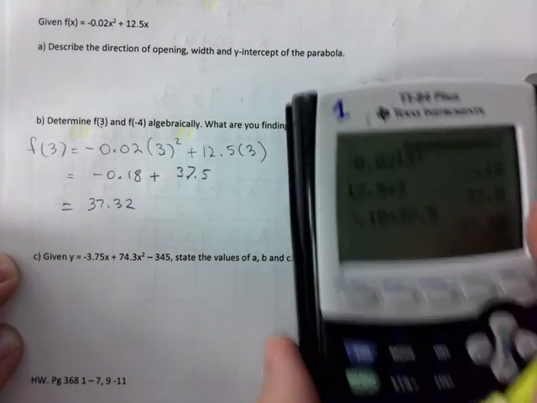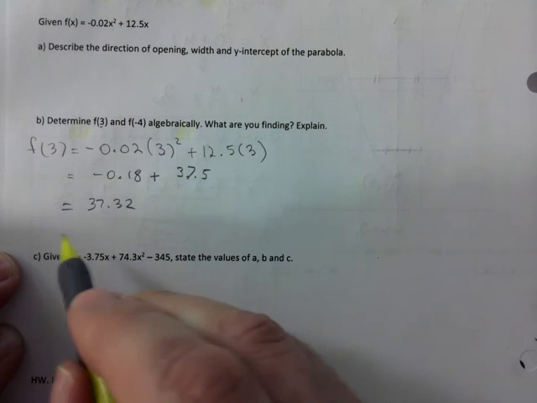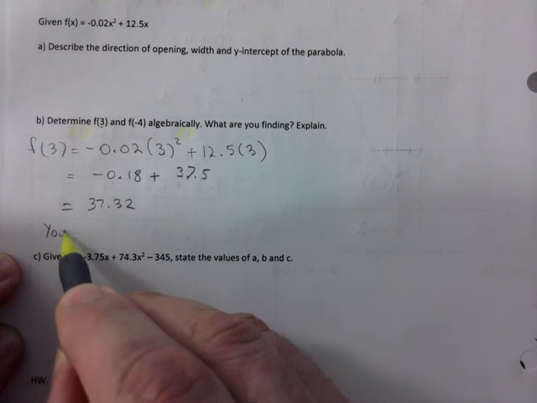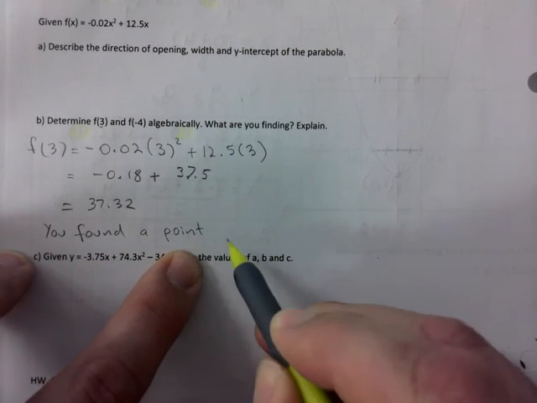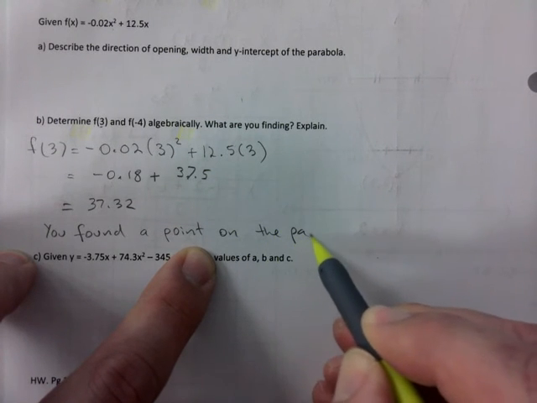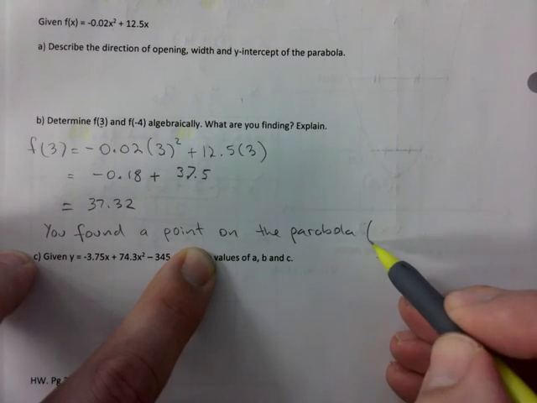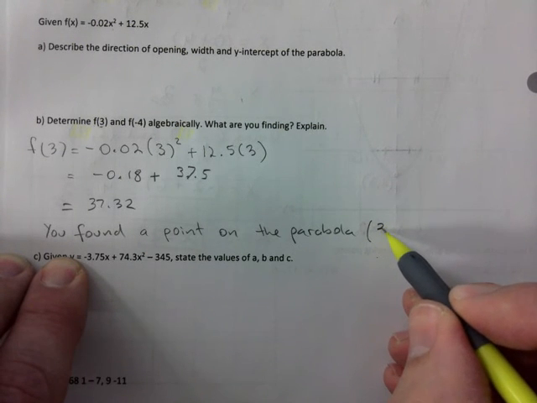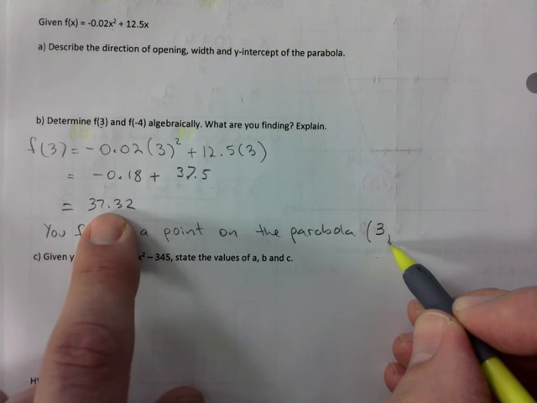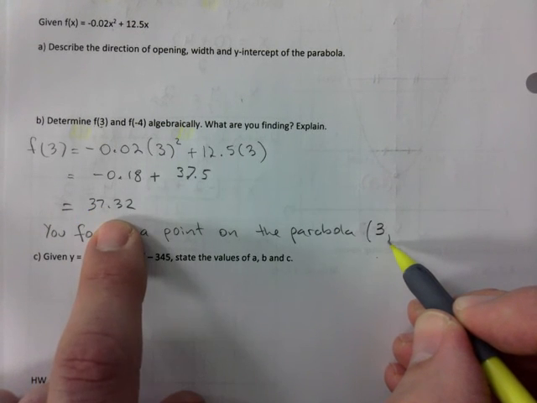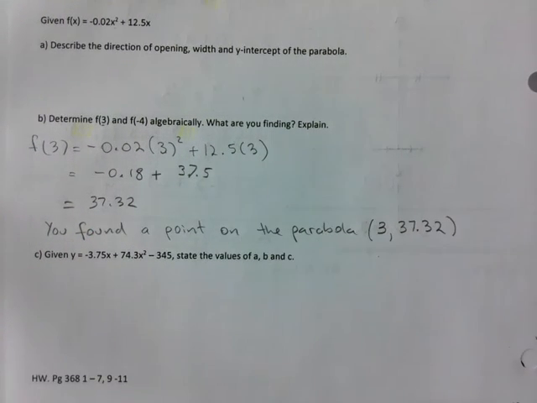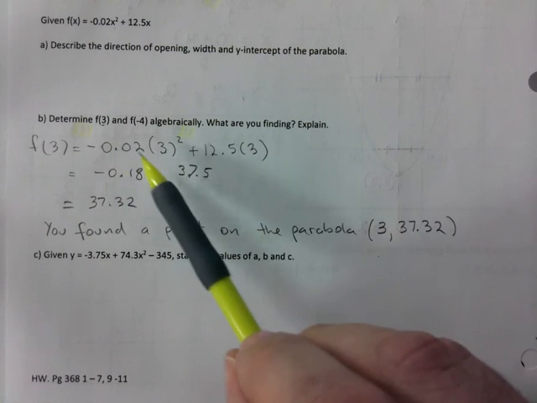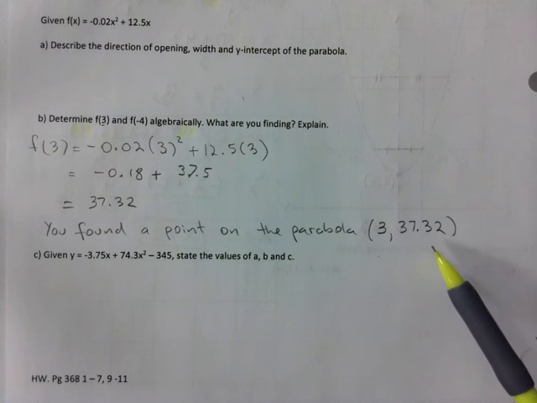Don't pack just yet. This is where the punchline is. What did you just find? You found a point on the parabola. What's x equal to? x is equal to 3, and you just found the y value, which is 37.32. I just need you to be okay with me asking you to actually do this algebraically as opposed to typing it all into the calculator in one shot.